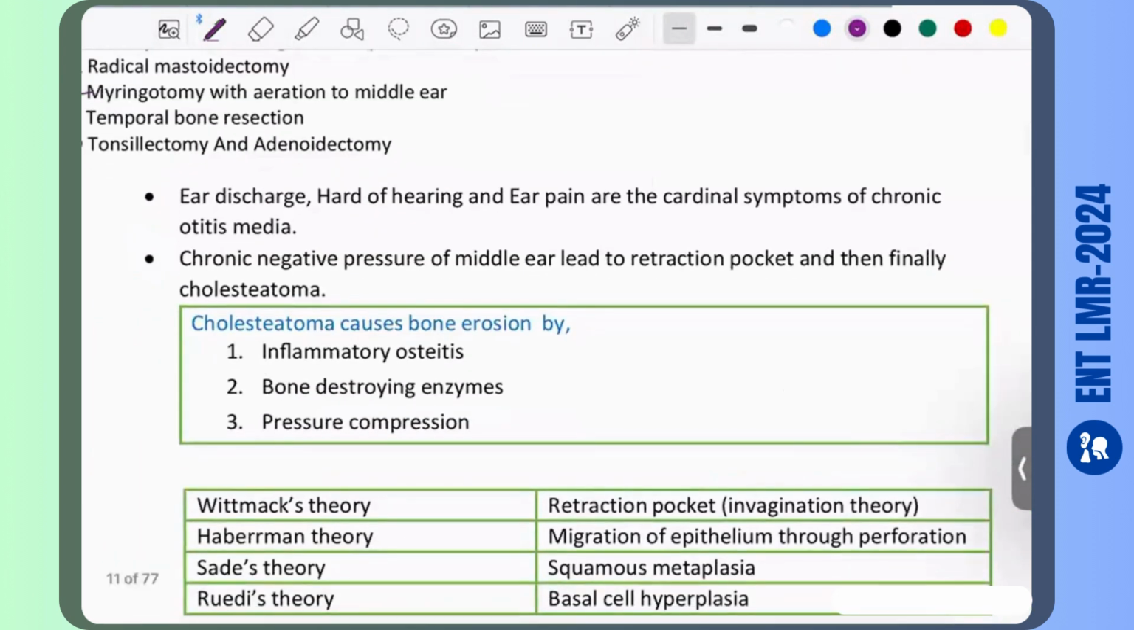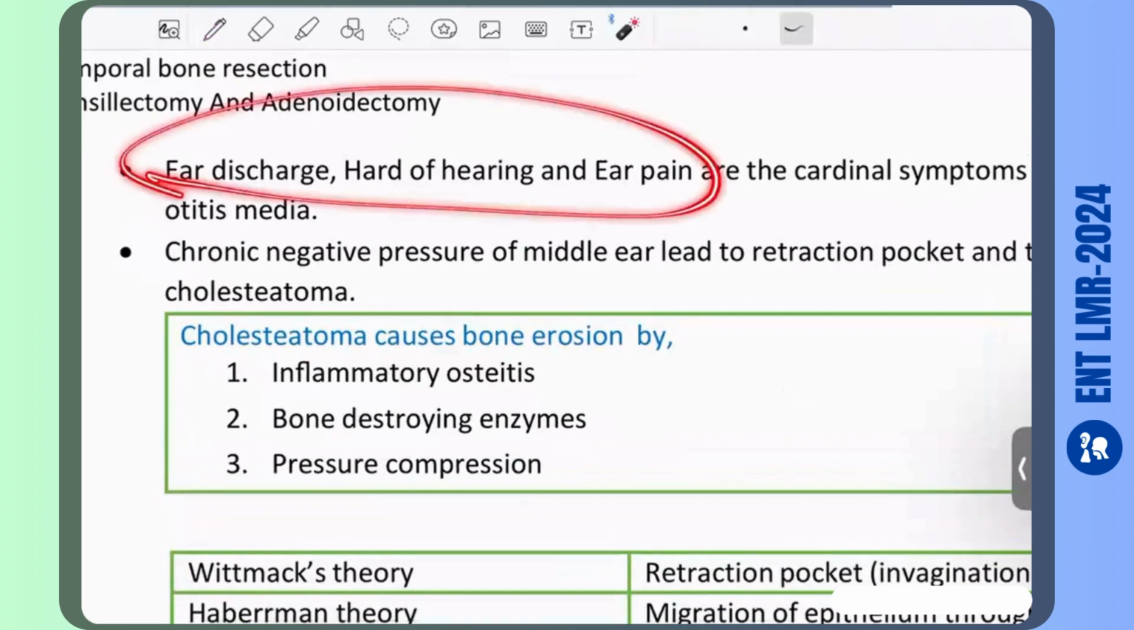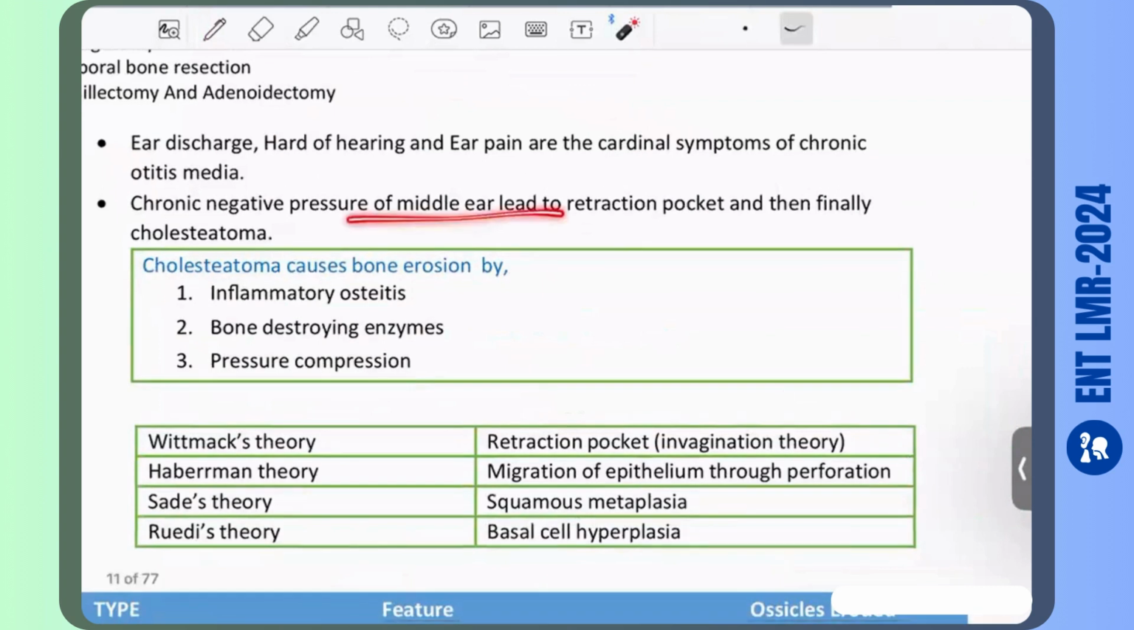So what are the features of CSOM? Ear discharge, hard of hearing, and ear pain are the three cardinal features of CSOM. Chronic negative pressure of the middle ear can lead to a retraction pocket and then finally cholesteatoma. I have divided it into two types. The first is the safe type, with only perforation. In the unsafe type, you may see cholesteatoma in a few cases. The bad thing about cholesteatoma is that it is a product of a retraction pocket, and it also causes bone erosion and ossicle erosion, which cause foul smelling discharge and bleeding.